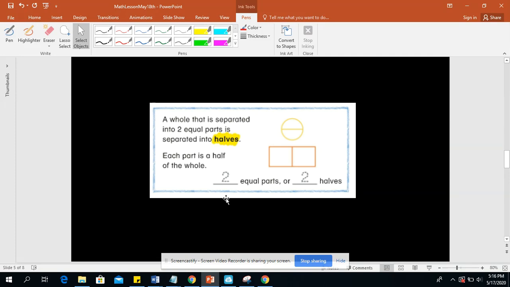A whole that is separated into 2 equal parts is separated into halves. Each part is a half of the whole. So here's a circle separated into 2 equal parts. And we call each part a half. So here's one half and here's the other half. Same with our rectangle here. 2 equal parts or 2 halves. One half and here's the other half. 2 halves make up a whole shape.